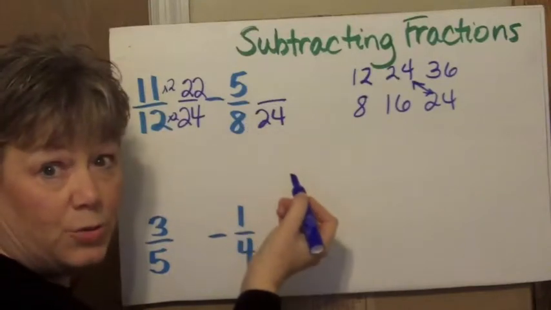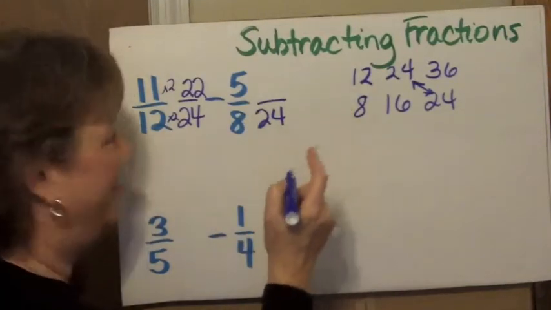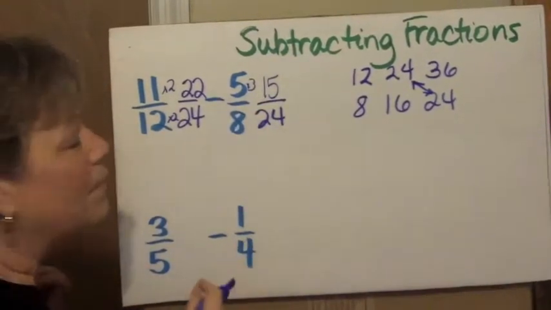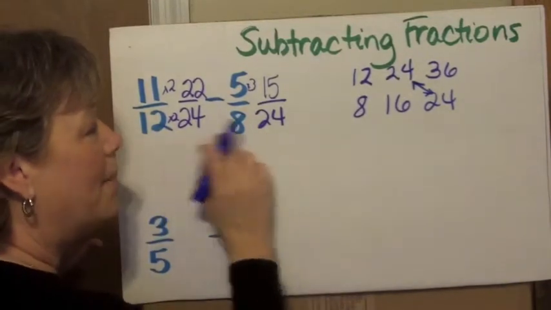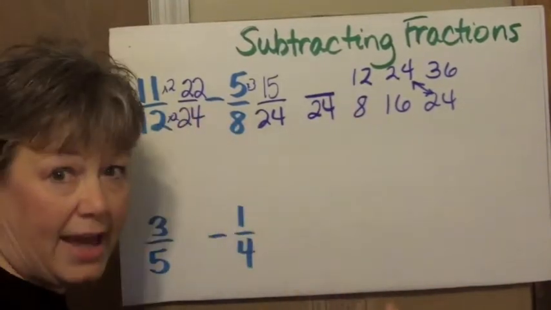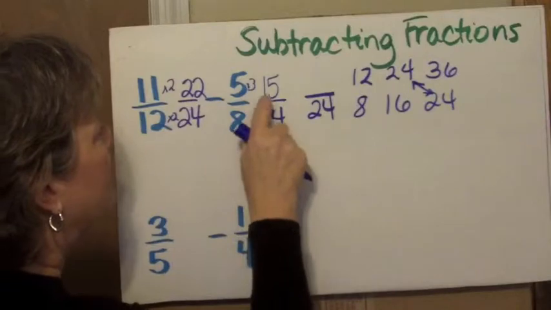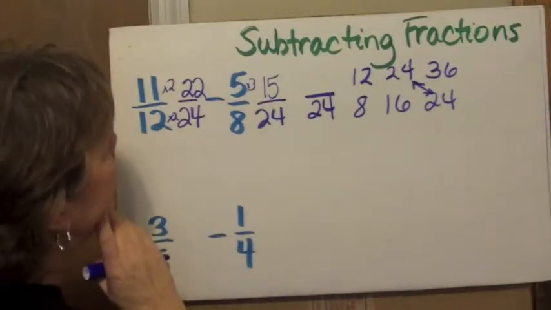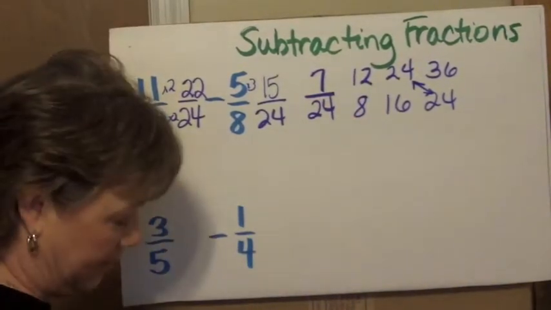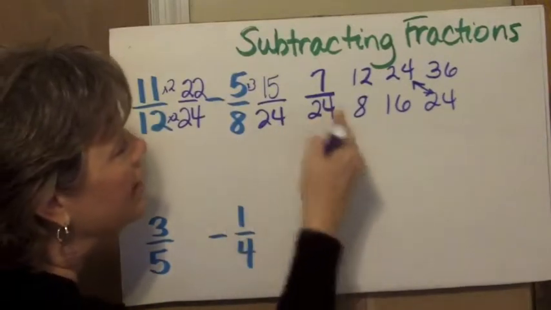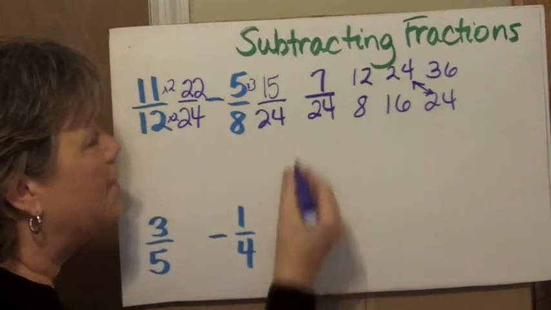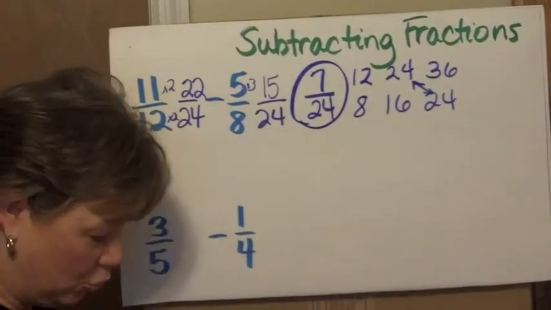8 times what gives me 24? 3. I heard someone. And then I have to do 5 times 3, and that's 15. Now remember, my denominator is staying the same. I'm going to have 24, and I'm going to subtract the numerators. 22 take away 15 is 7. 7 24ths. And when I look at that, I know that it's simplified because there's not a common factor that will go into both of those. So my final answer is 7 24ths.